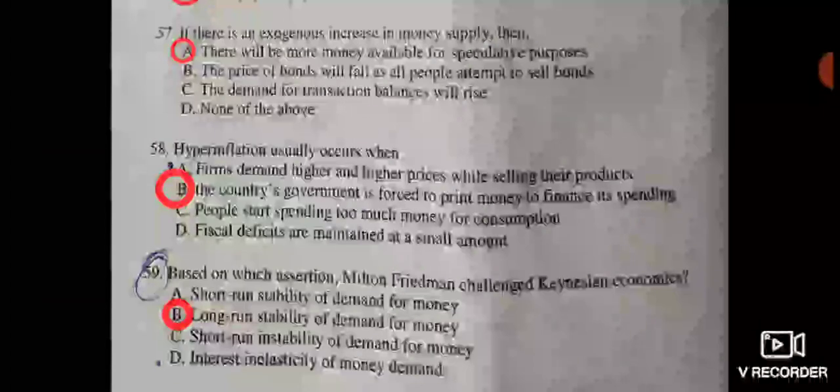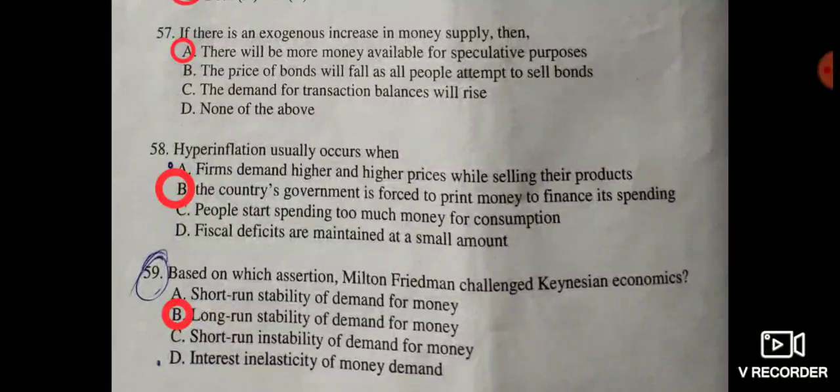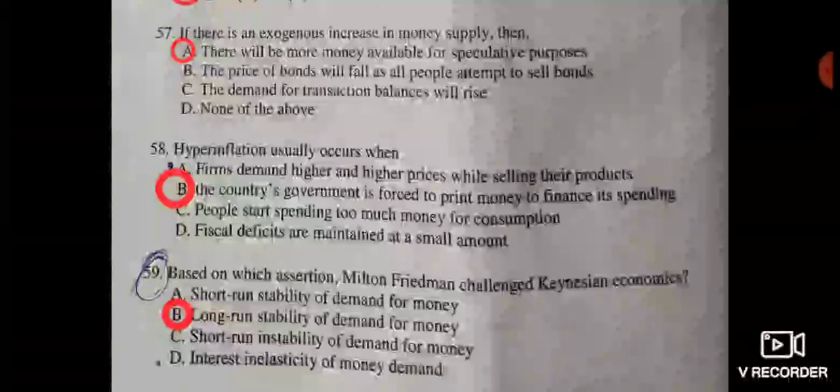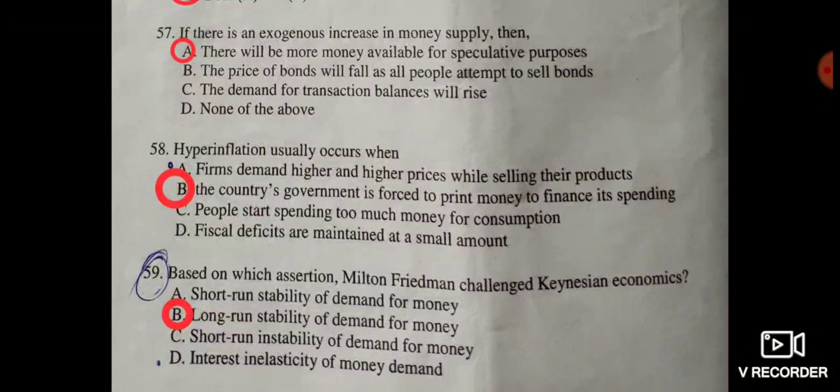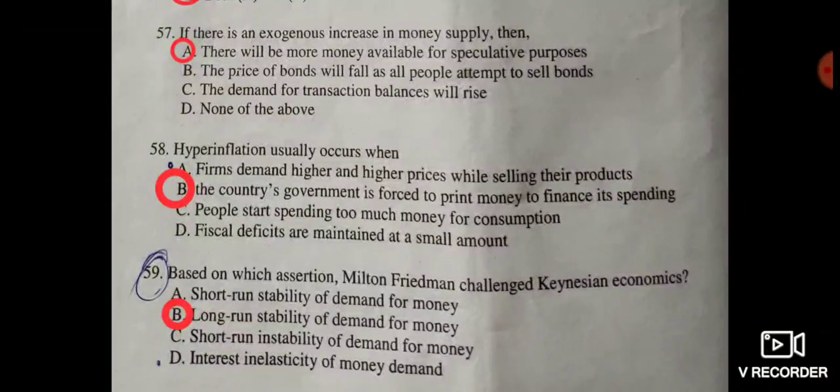Hyperinflation usually occurs when, given options are: firms demand higher and higher prices while selling their product, and the country's government is forced to print money to finance its spending; people start spending too much money for consumption; fiscal deficit is maintained at a small amount. Hyperinflation usually occurs when the country's government is forced to print money to finance its spending. As money supply or printing of money will increase, it will lead to more inflation, so it will result in hyperinflation. So correct answer is option B.